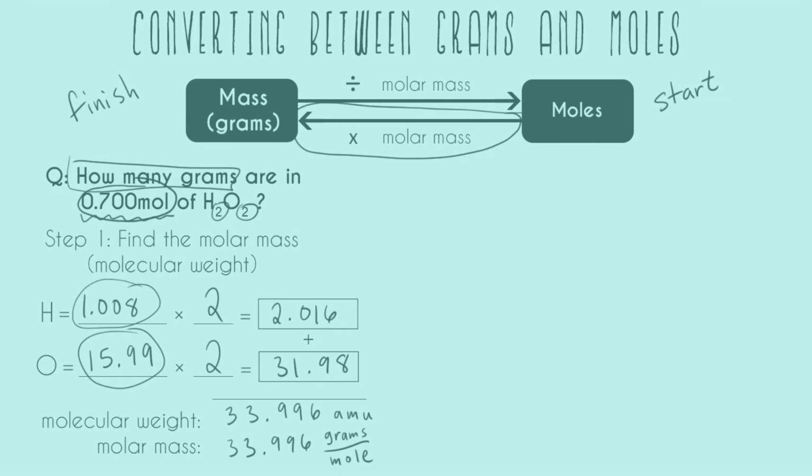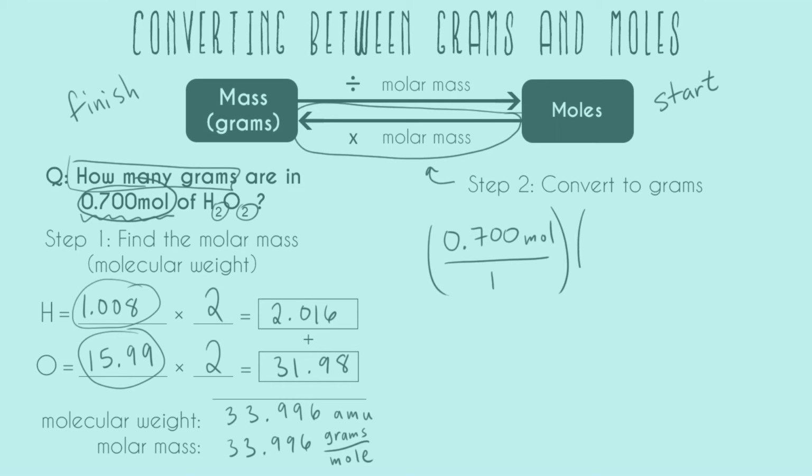Alright, now that step 1 is done, we're ready for step 2, which is just to go ahead and do our conversion, convert to grams. And we already know from earlier, that's going to be by multiplying by the molar mass. So setting up our number that we were given, 0.700 moles, we want to make sure when we're doing these conversions to draw every number as a fraction, including units. So 0.7 mole goes on top, 1 goes on the bottom. Now we're ready to multiply by our molar mass.